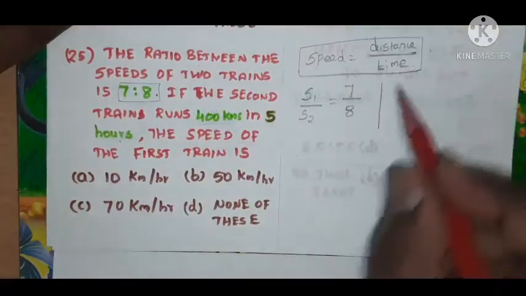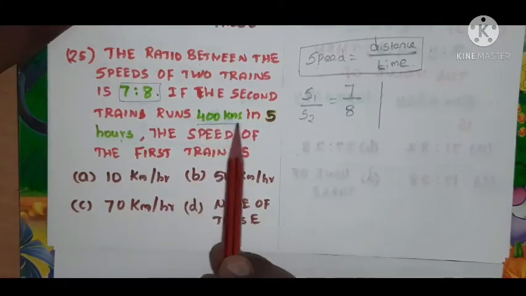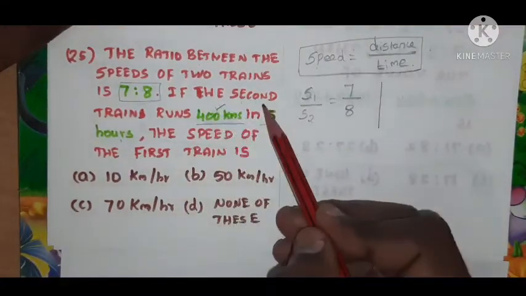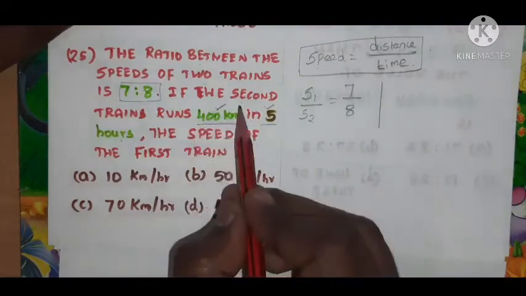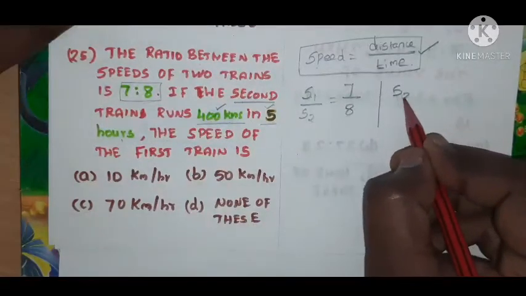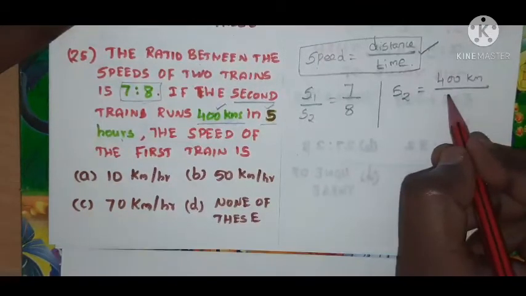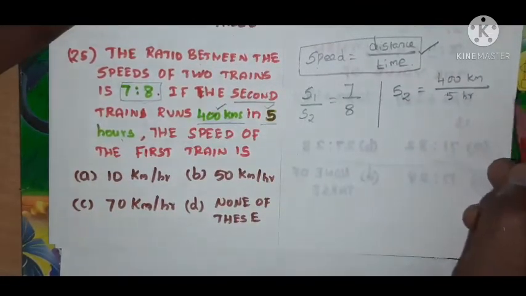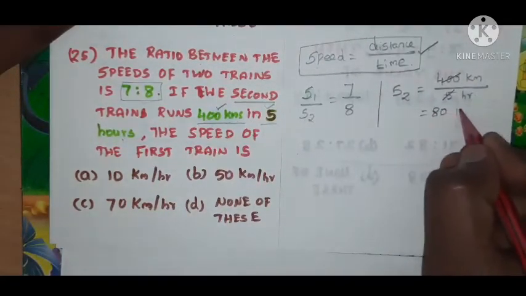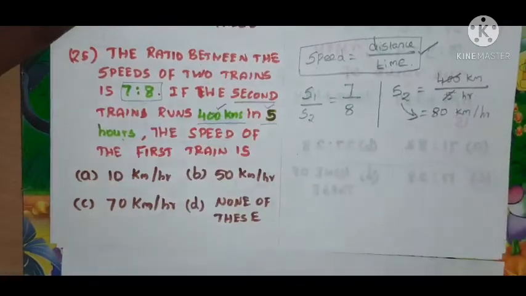So look at the question again. They have given the distance traveled by the second train as 400 kilometers and the time taken by the second train as 5 hours. Through which distance and time we can calculate the speed of the second train, right, by using this formula. So speed of second train S2 is equal to distance traveled 400 kilometers by time taken 5 hours, right? Good. Now cancel this, we'll get 80 kilometers per hour. This is the speed of the second train.